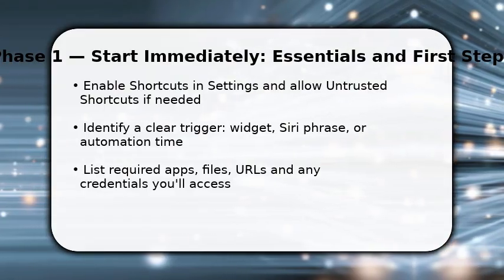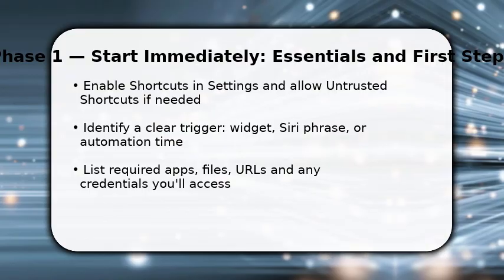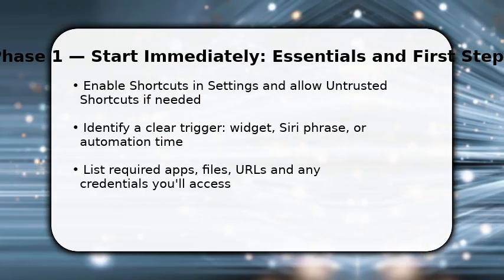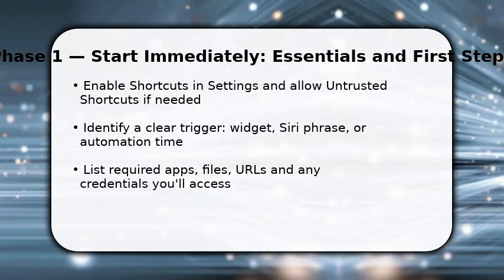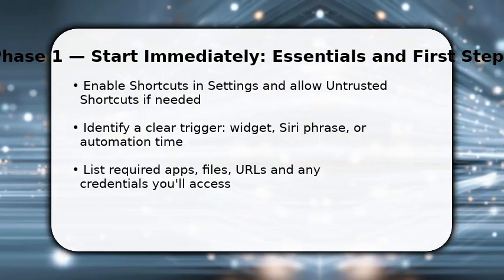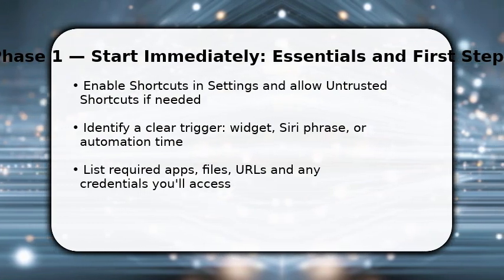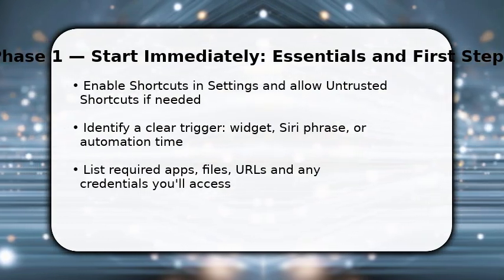Then, inventory apps, files, URLs, and any credentials you'll access so you avoid interruptions. Once done, create a new shortcut, give it a concise name, and add your first simple action to test connectivity. This establishes a working baseline before you add complexity.